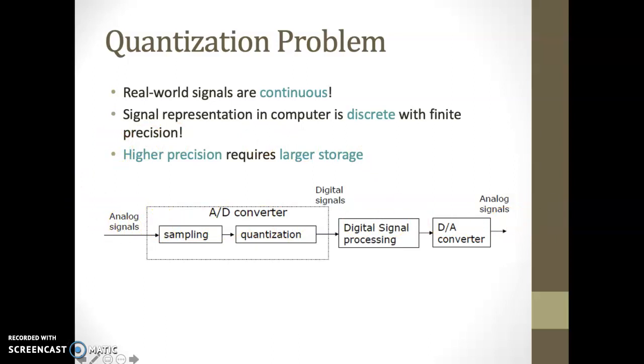This is how the quantization is done. You have the analog signal, the real signal, and you have to sample and then quantize. This we consider as the analog to digital converter. Once it is converted or quantized, it will be a digital signal. Then you get back to the analog, so you have to do the digital to analog converter.